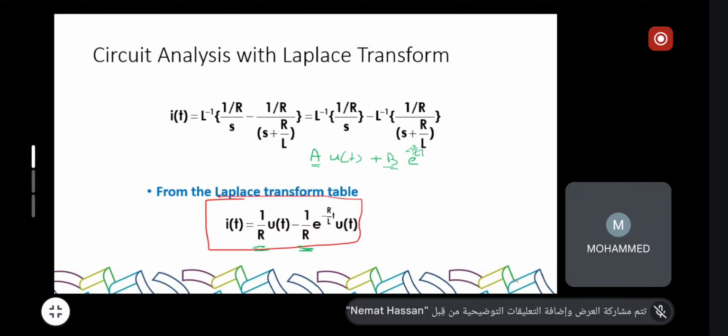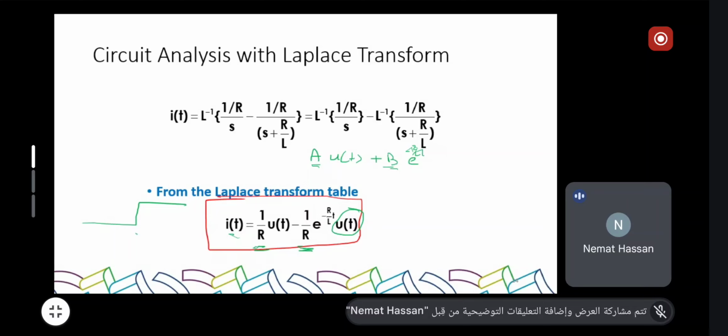Clear? You'll notice that here I've also multiplied by u of t, even though it's not on the tables. And the reason for that is now we're dealing with real quantities. We're not just dealing with a numeric value, we're dealing with a real current. And there's no such thing as negative time. So therefore, to ensure that my current exists only in positive time, I've multiplied it by u of t.